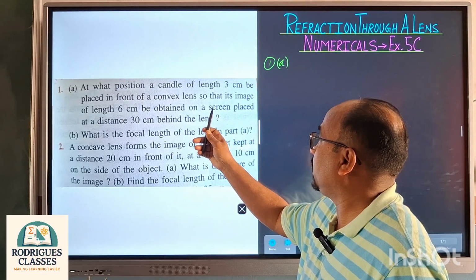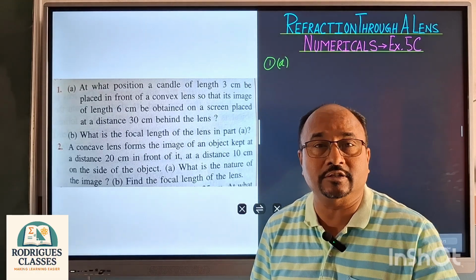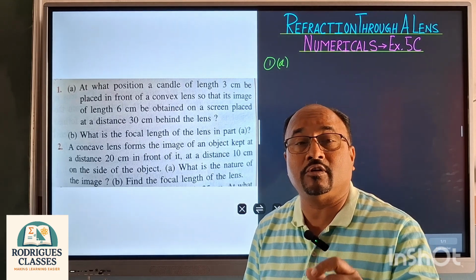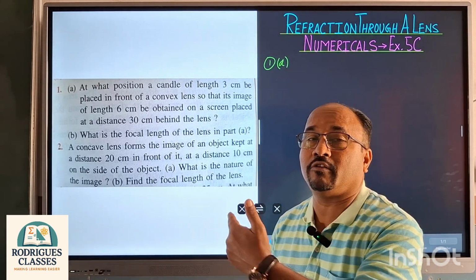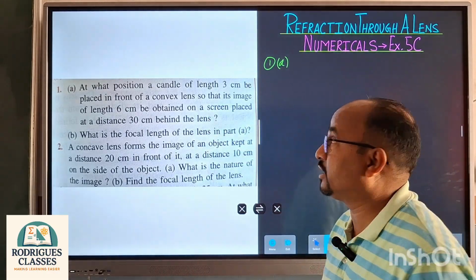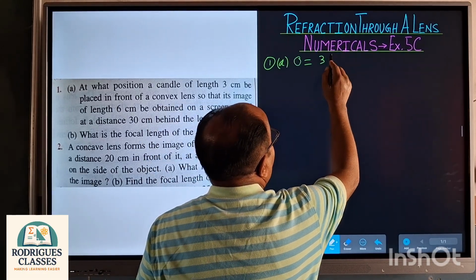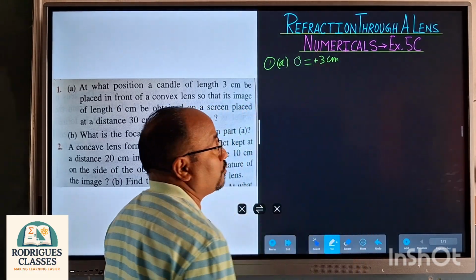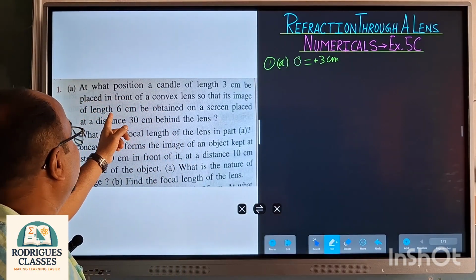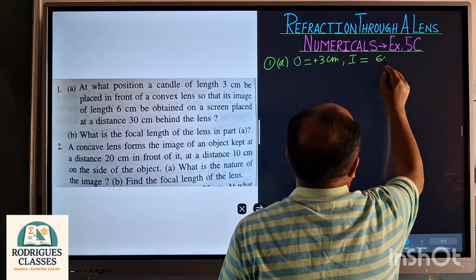This part, okay, the image is formed on a screen. Which type of image is formed on a screen? A real image is formed on a screen. So the sign for V will be based on what we have for a real image. Try to recall; when I write the value, I'll put the sign there. So let us go. This 3 centimeter is the height of the object, so I write here O equals 3 centimeter. O is always positive, so it is written there as 3. Then it is told the image has a length of 6 centimeter, so I will write I as 6 centimeter.